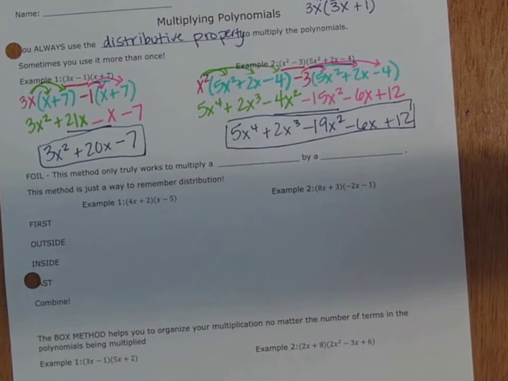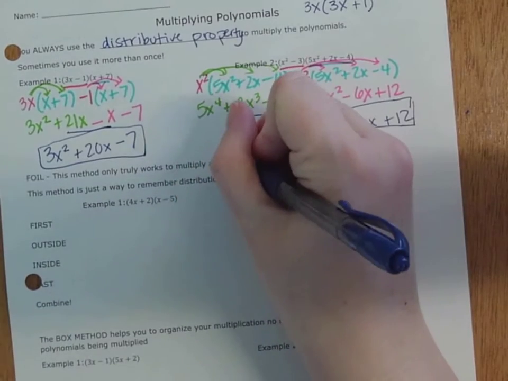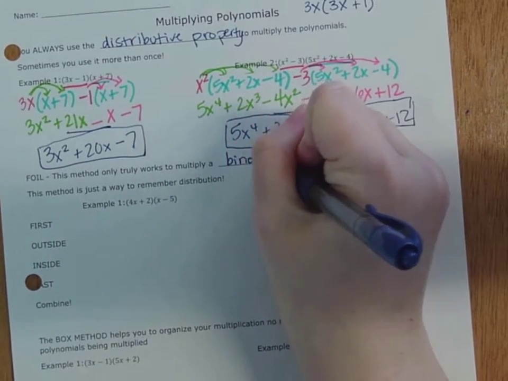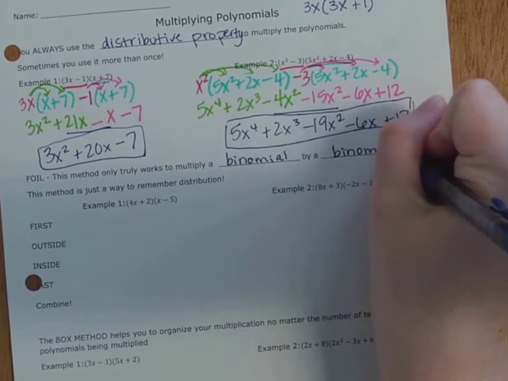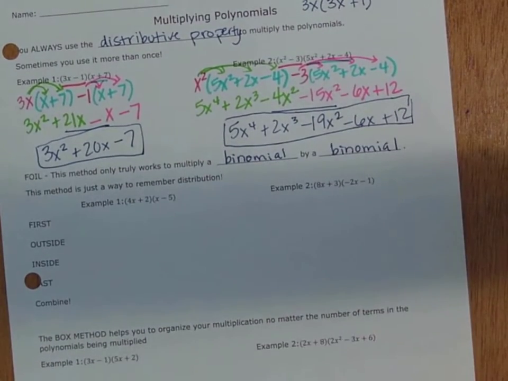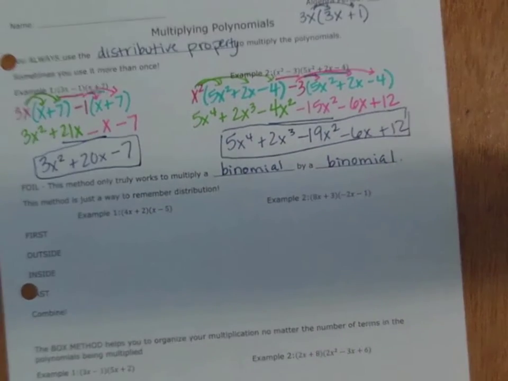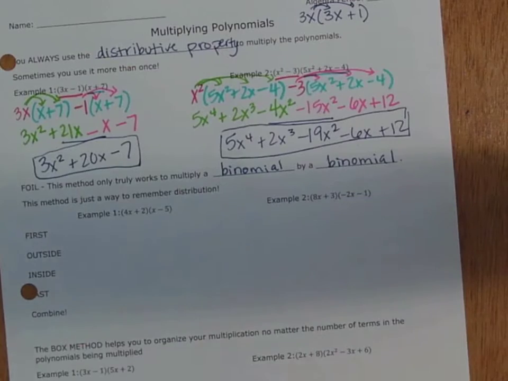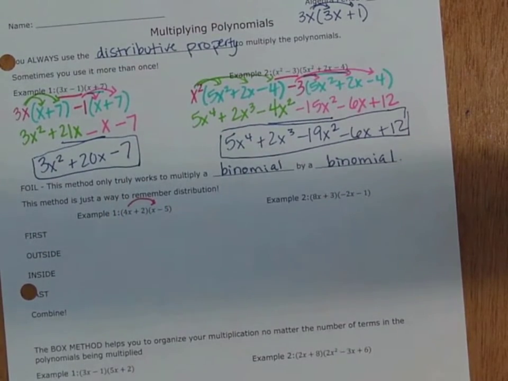So you're distributing. Here's another time you're going to distribute. But it only can be used when you have a binomial times a binomial. Because FOIL stands for first, outside, inside, last. It's just a way to remember distribution. So when I have a binomial times a binomial, the first thing I'm going to do is distribute the first term to the first term in each binomial.